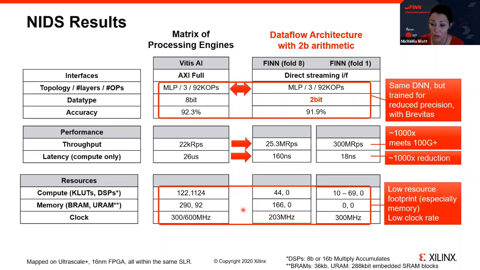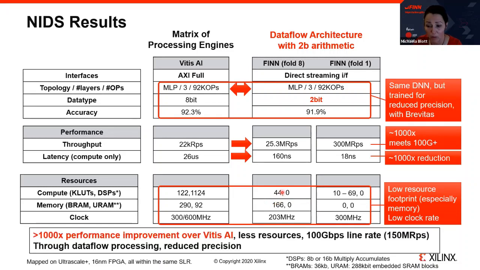Memory is a great story too. It gets massively reduced thanks to reduced precision, and the best thing happens again when I fully unroll. That's when the memory actually evaporates, because it gets fully absorbed into the logic. No BRAMs and no URAMs are needed. So overall, we get 1000x performance improvement over a matrix of processing engines at less resources, achieving the 100 gig line rate requirements through data flow and reduced precision.